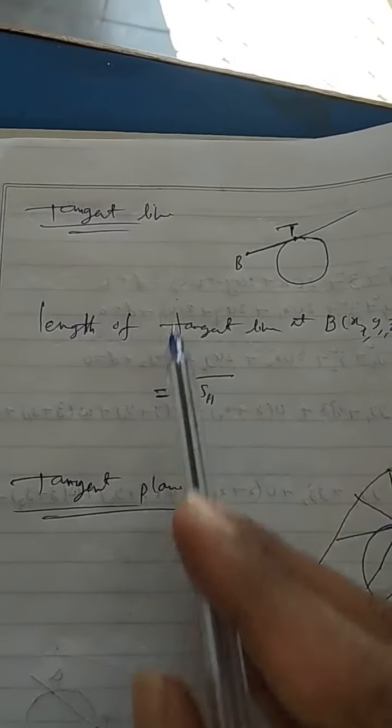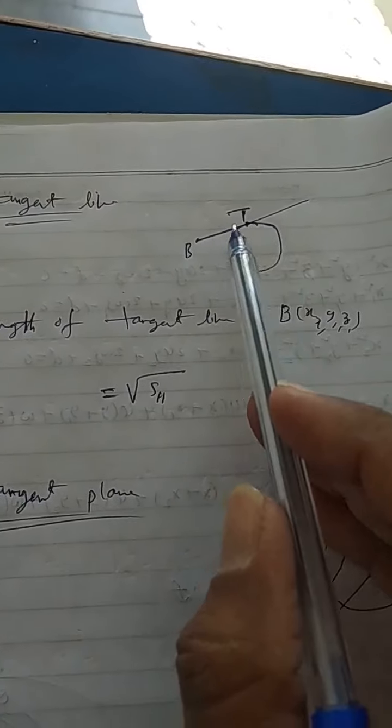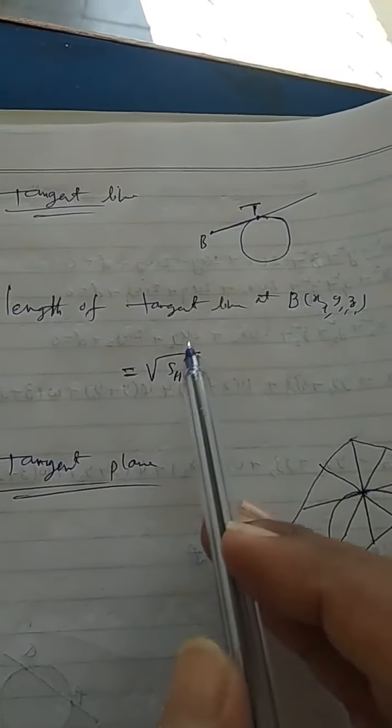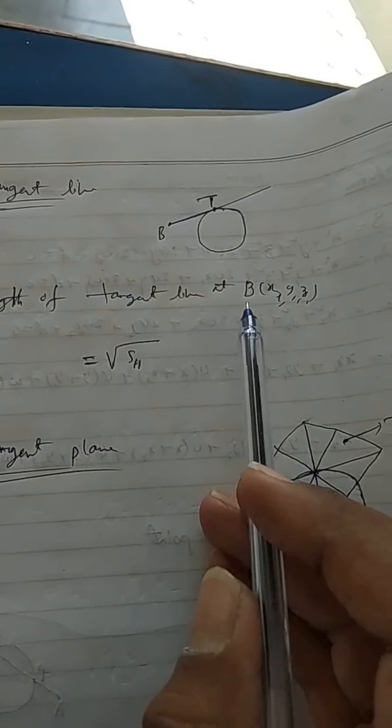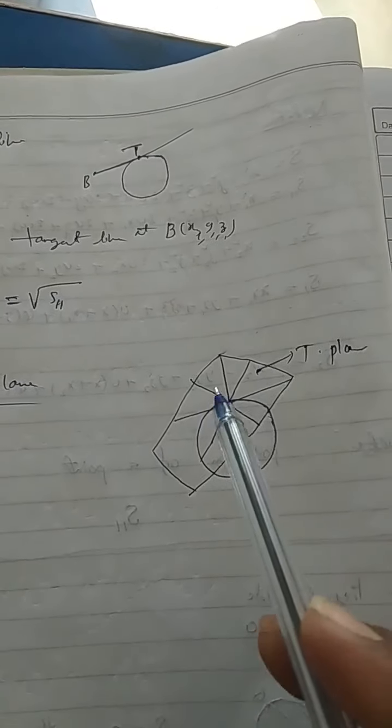So tangent line and tangent plane. This is a sphere, and this is one line touching the sphere, this is a tangent line, and the length of the tangent formula is under root of S11. So this is a sphere, you can draw the tangent lines, and this is a plane, this is a tangent plane.